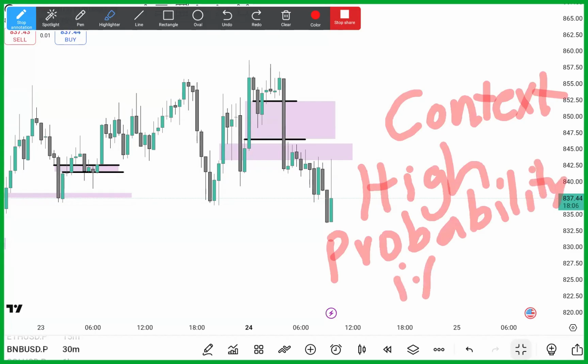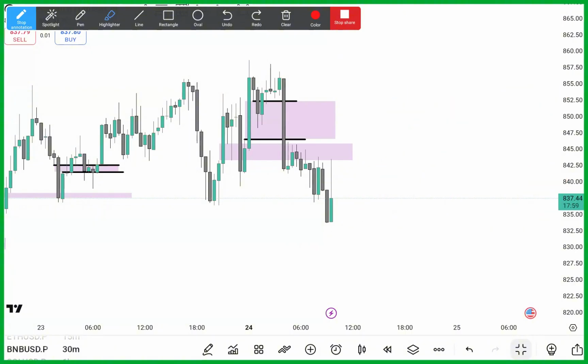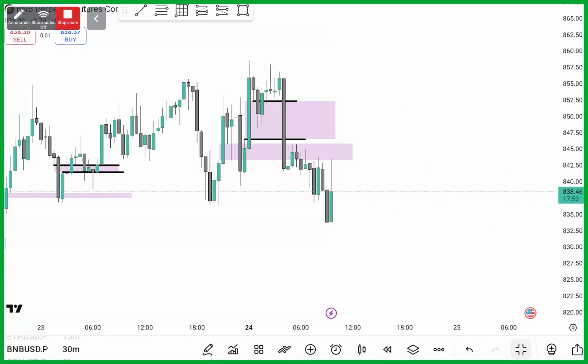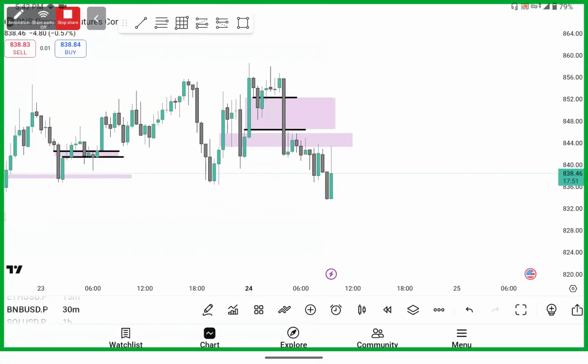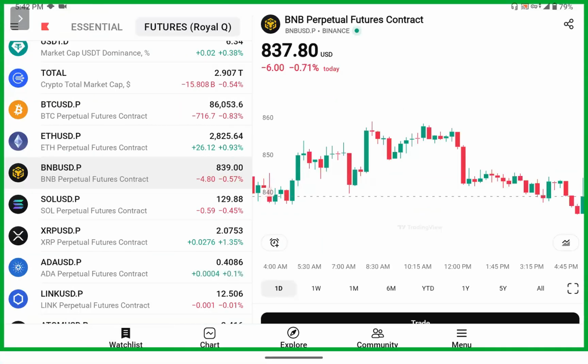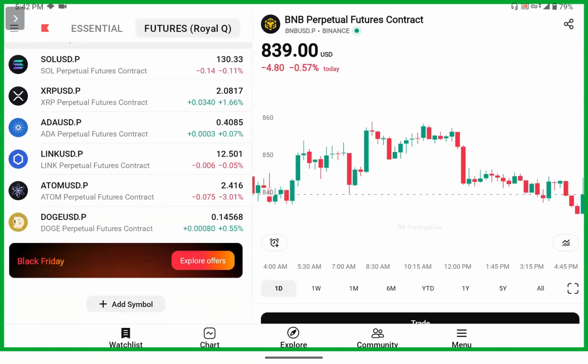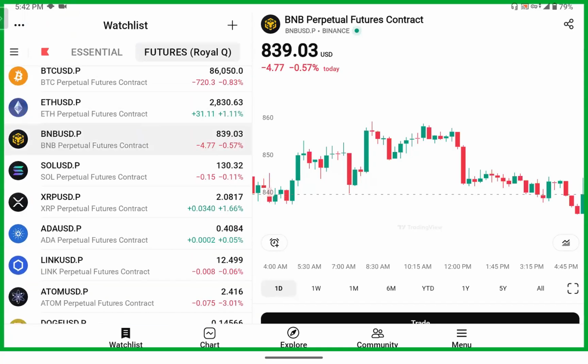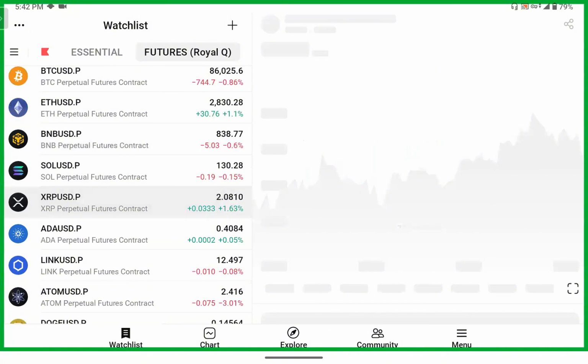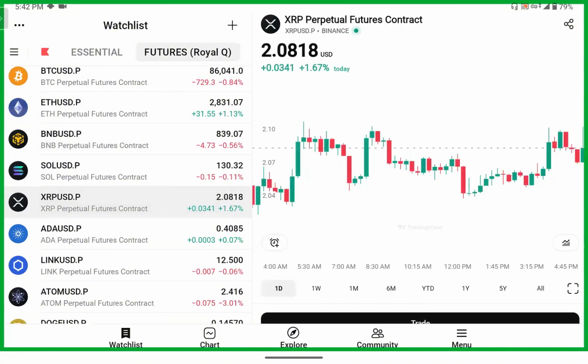inversion fair value gaps, IFVGs. You get? So we have to join together context. Going to other charts, I'm just going to take you to other charts so that someone cannot say that those are cherry picked. Let me use XRP.